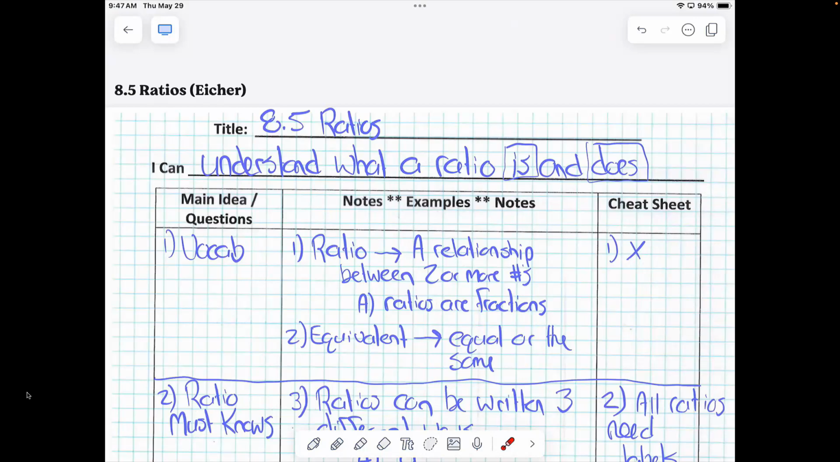Yes. A ratio is, what's this word right here? It's a relationship. It's a comparison. It's how two numbers work together. Ratios can be what?